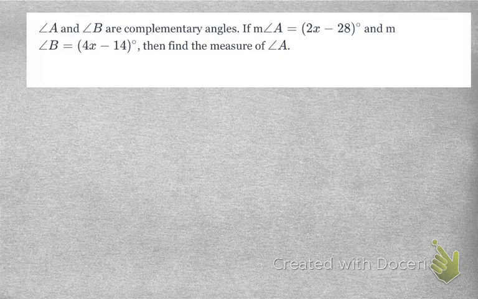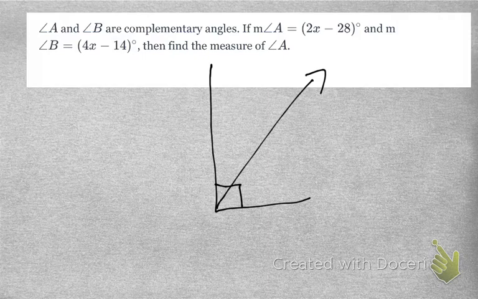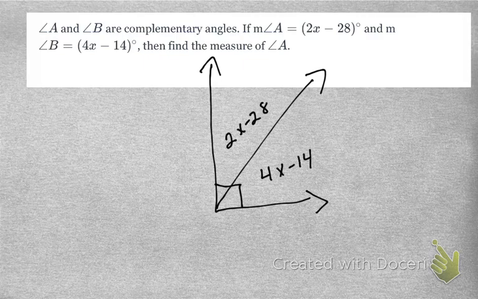Angle A and B are complementary. Let's draw that. Angle A and B are complementary. There we go. A is 2x minus 28. And B is 4x minus 14. What do you know about complementary angles? They equal 180. So if we add these two together, remember how I did it? I did it off to the side.